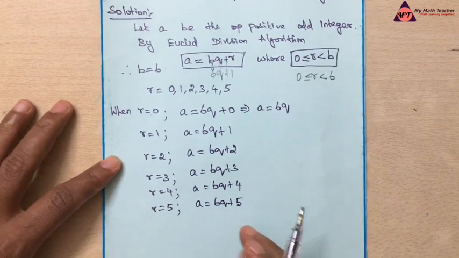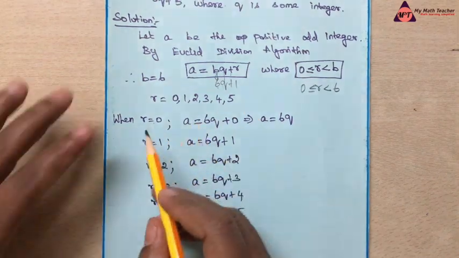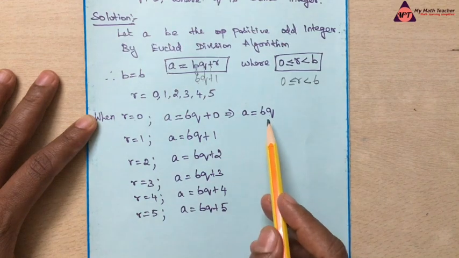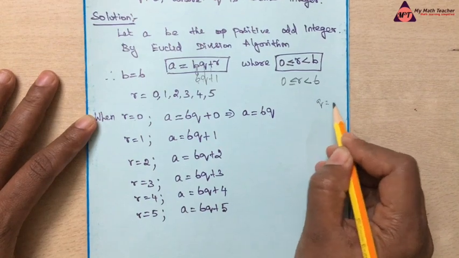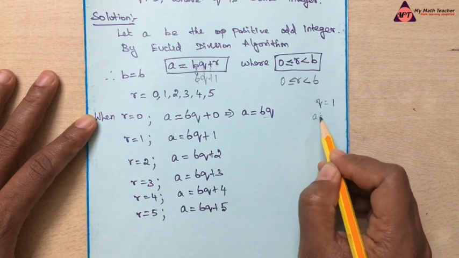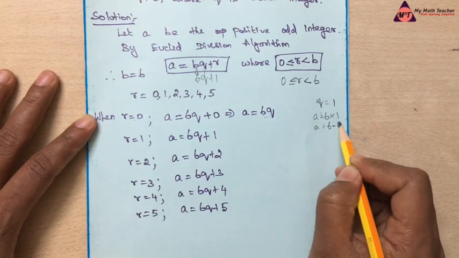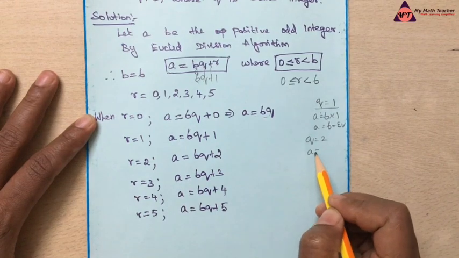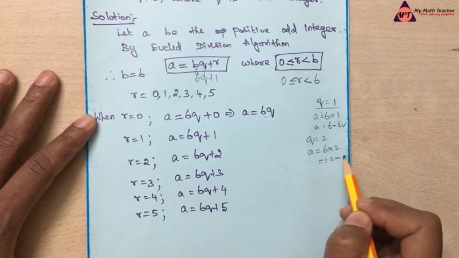Now the next step is very important. Please observe very carefully. Now here I have the first one. When r is equal to 0, a is equal to 6q. Now we are going to decide whether it is odd or even. Now when q is equal to 1, let us take q as an odd number. What happens here? a will be 6 multiplied by 1. a will be 6. 6 is an even number. Now, when q is equal to 2, what will happen? Here, a is equal to 6 multiplied by 2. 6 2s are 12, which is also even.